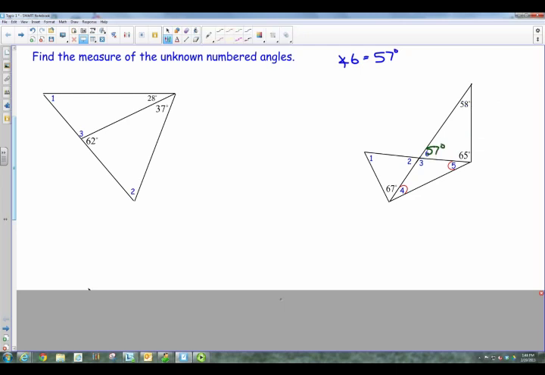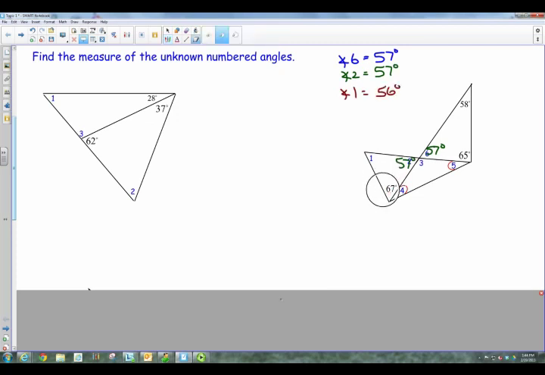Well, if you look at angle 6 and angle 2, we'll start with angle 2. Angle 6 and angle 2, those are directly across. And we've seen before those are what are called vertical angles. So vertical angles are congruent, which means that angle 2 is also 57 degrees. Well, what that does is it allows us to solve angle 1. You have 67 here, you have 57 here. So if you take 57 plus 67, that gives you 124. Subtract that from 180, and that means that angle 1 is 56 degrees.